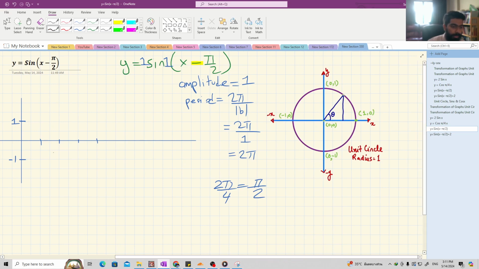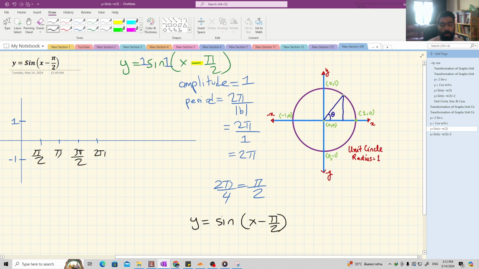Let me plot it right there. So this is pi over 2, this is pi, this is 3 pi over 2, and this is equal to 2 pi or 4 pi over 2, right, guys? Now, in this case, let us first of all go ahead and calculate for 0 degrees. All right, guys. So we know that y is equal to sine of x minus pi over 2.